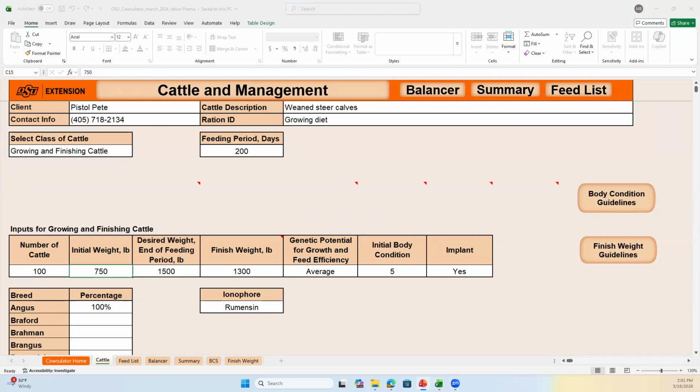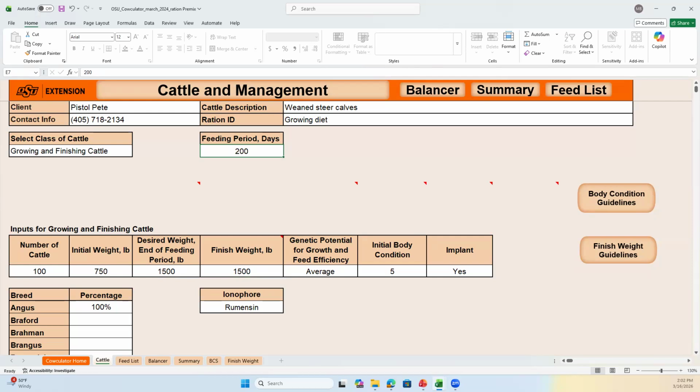All right. The scenario on the slide says we purchased these animals at $750. We want to finish them at $1,500. Then we're going to feed them for 200 days. That means that these animals should gain 3.75 pounds. Our desired average daily gain will be 3.75 pounds per day.